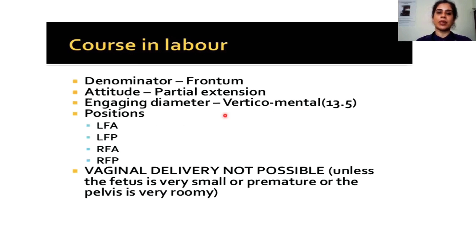The position can be divided, since the frontum is the denominator, into left fronto-anterior, left fronto-posterior, right fronto-anterior, and right fronto-posterior. Vaginal delivery is not possible. This is a very important point: in persistent brow presentation, vaginal delivery is not possible. Either the head becomes flexed and it is a vertex presentation, or the head gets extended and it is a face presentation. Only then is vaginal delivery possible. In persistent brow, vaginal delivery is not possible.